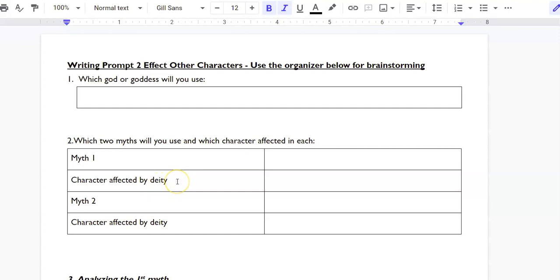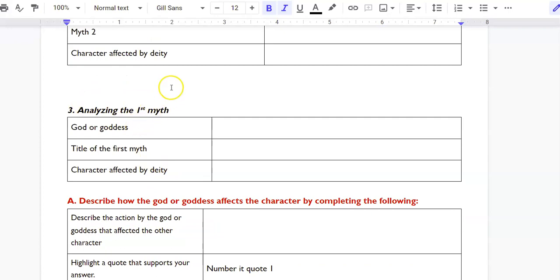And what character in that myth is affected, right? So if you choose Hera, well, Hera affects Echo, Hera affects Hercules, right? So that would be myth 1 in the character, myth 2 in the character, right? If you're going to use Dionysus, right? Dionysus affects Orpheus, Dionysus affects King Midas, right? So it just depends on which character, but the character that's affected in the myth. And then we're going to analyze the first myth. So you're going to take your first myth and the character affected and the god. So the god Hades, the title of the first myth, Orpheus, great musician. The character affected is Orpheus, right?